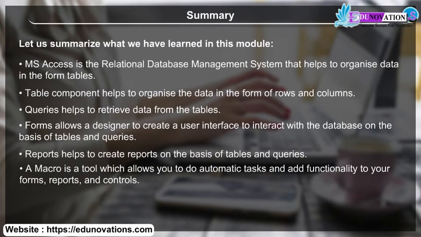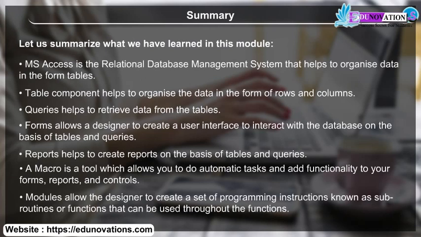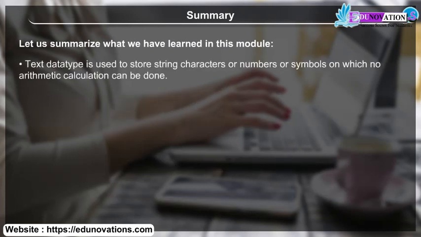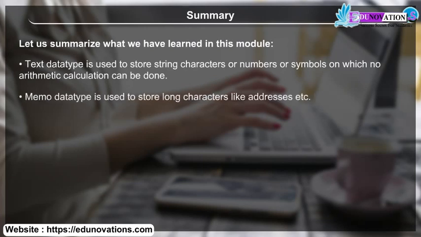A macro is a tool which allows you to do automatic tasks and add functionality to your forms, reports, and controls. Modules allow the designer to create a set of programming instructions known as subroutines or functions that can be used throughout the functions. Text data type is used to store string characters or numbers or symbols on which no arithmetic calculation can be done. Memo data type is used to store long characters like addresses, etc.